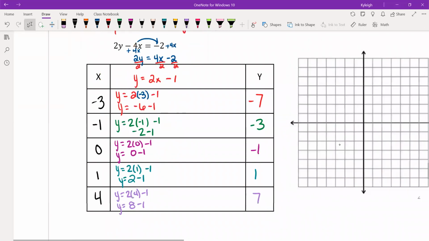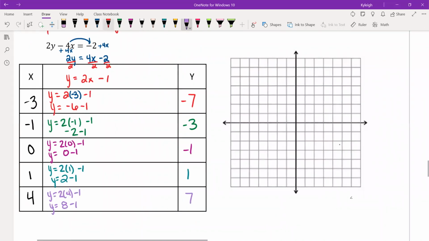So now that we have those ordered pairs, again, we're going to graph them. So -3, -7 is right there. -1, -3, because remember we go left 1, down 3. So that's there. Next one is 0, -1, that's right there. 1, 1 is there, and 4, 7 is there. So now that we have those, again, we connect the dots and then make it a line.